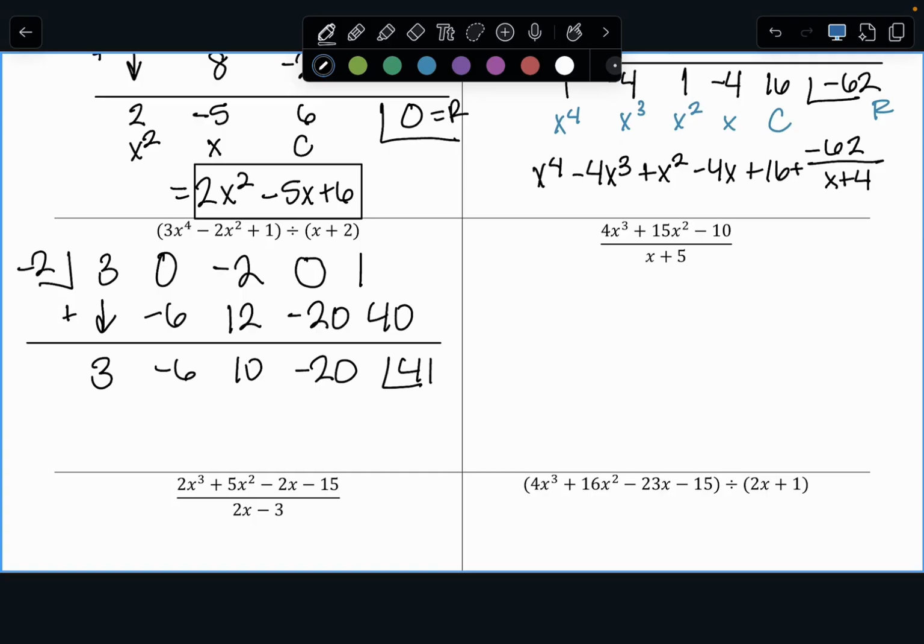Now, this term right here, this 3, should it be in front of an x squared or x cubed? What do we think? X cubed, it's always 1 less than the thing that you started with. So 3x cubed minus 6x squared plus 10x minus 20 plus, what does 41 go on top of? X plus 2, the thing that I divided by. Perfect.